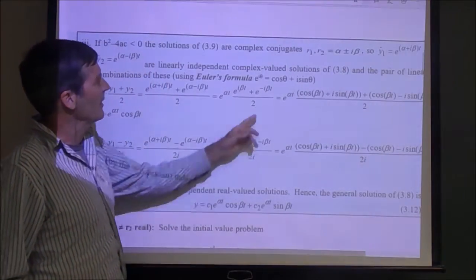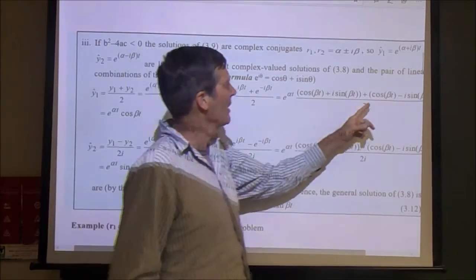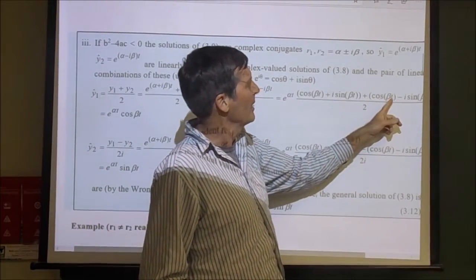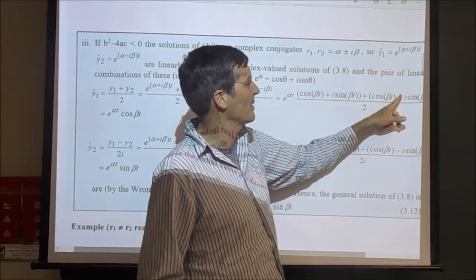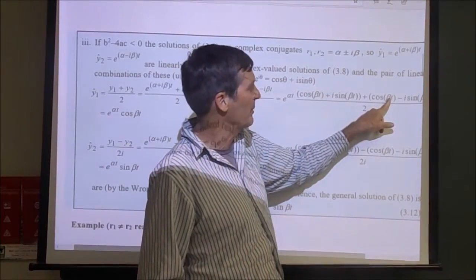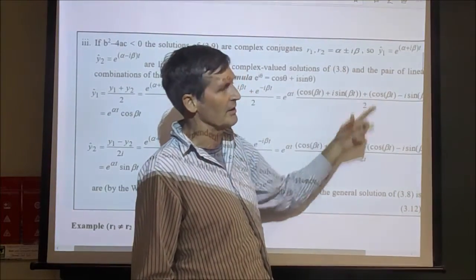Now similarly, e to the minus i beta t is just the same thing with minus beta t instead. So it's cosine of minus beta t plus i sine of minus beta t, but in the sine, remember it's an odd function, the minus comes out. Cosine of minus beta t is the same as cosine of beta t, so the minus goes away, it's an even function.